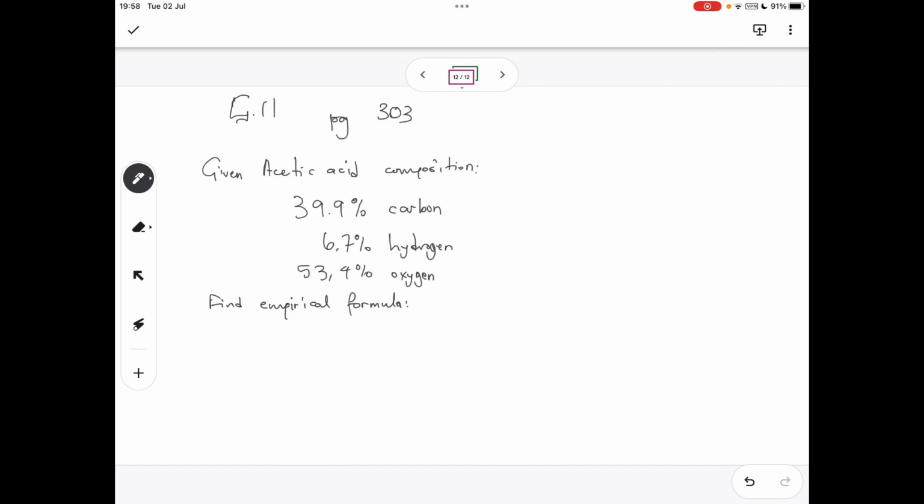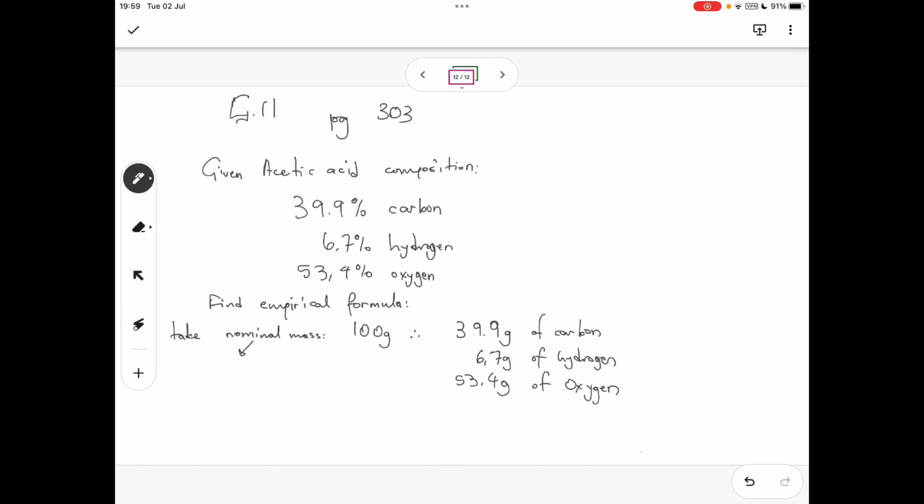Now, how do we do that? If we take a nominal mass, and that nominal mass is 100 grams, then by that definition, we have 39.9 grams of carbon, 6.7 grams of hydrogen, and 53.4 grams of oxygen. I use the word nominal, Musa. The word nominal just means a number that's convenient for us to be able to solve the problem.